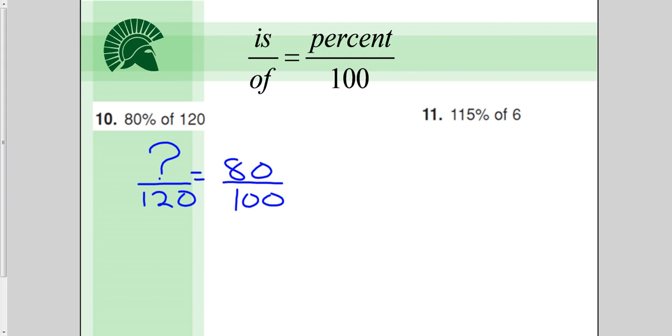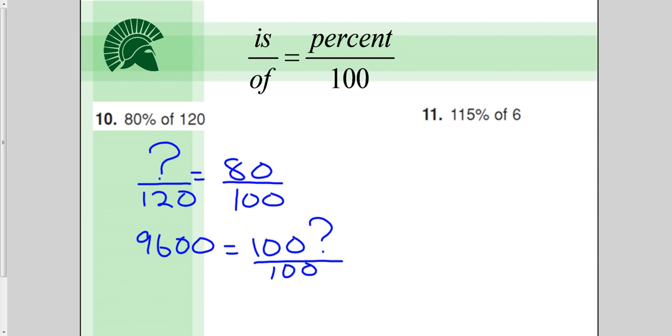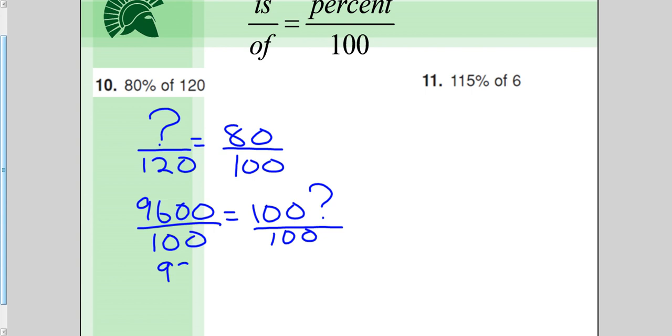When I do this, I'm going to cross multiply. I could cancel first if I wanted to, but I'm going to cross multiply. You get 9600 is equal to 100 times question mark. Question mark is just as good a variable as x. I'm going to divide both sides by 100 to get the variable by itself, and I'm going to end up with 96 is equal to question mark. So 80% of 120 is 96.